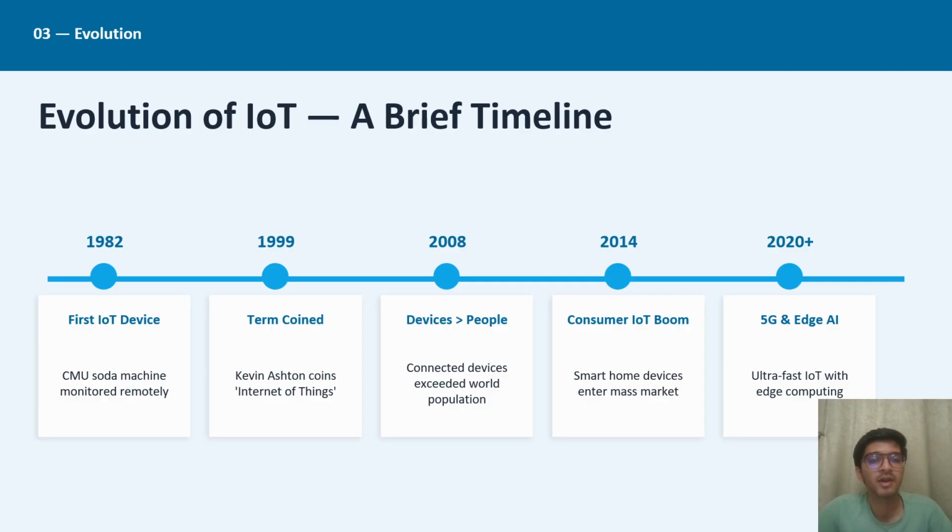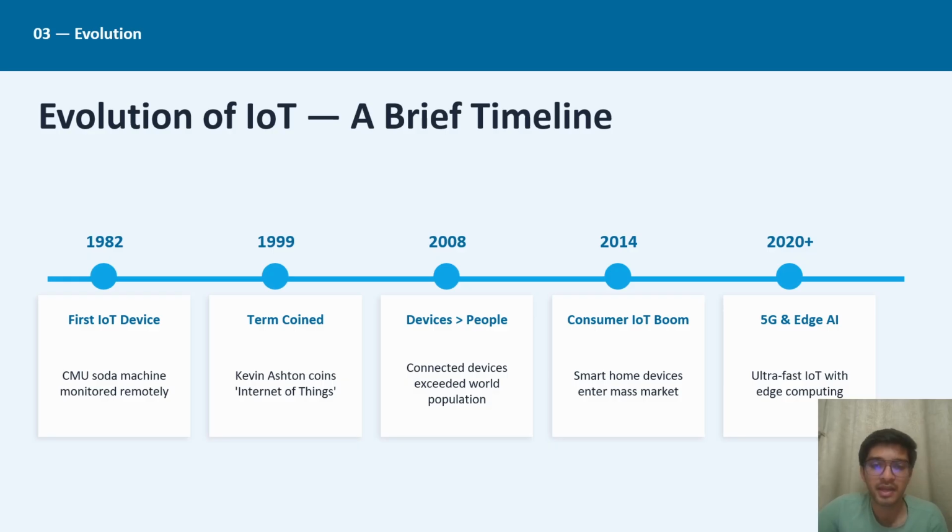Coming to the evolution of IoT. How has IoT evolved itself? So, IoT didn't appear overnight. It began in 1982 when Mellon University connected a soda machine to the internet to check if it was stopped.